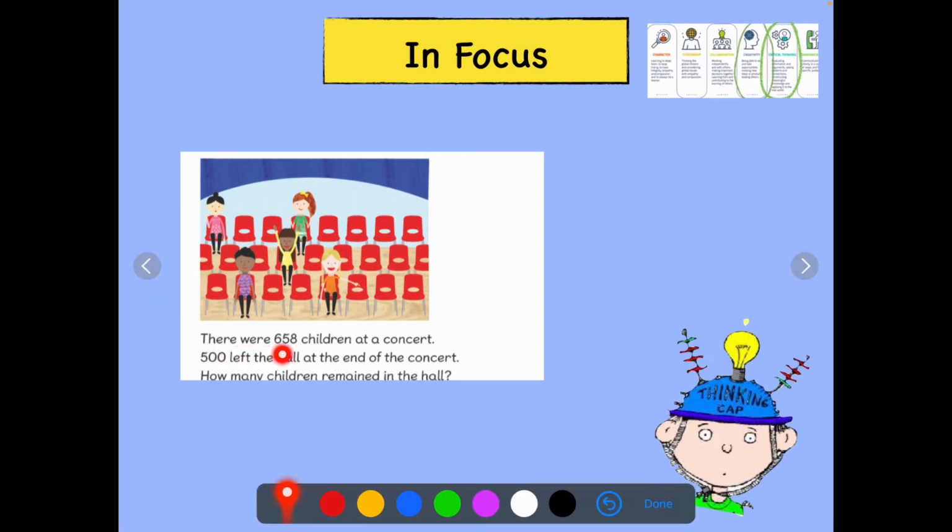There were 658 children at a concert. 500 left the hall at the end of the concert. How many children remained in the hall?